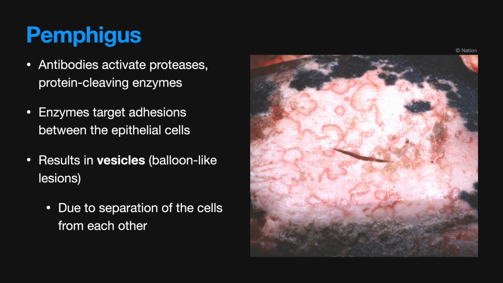Pemphigus is an example of this, where antibodies activate proteases, which are protein-cleaving enzymes. Those enzymes target adhesions between the epithelial cells in the skin. This results in vesicles, or balloon-like lesions, due to those cells being separated from each other due to lack of adhesion.